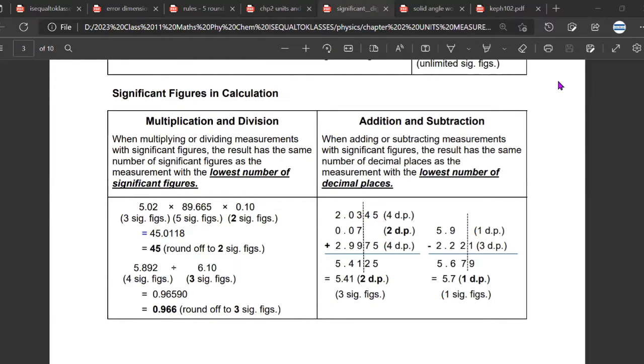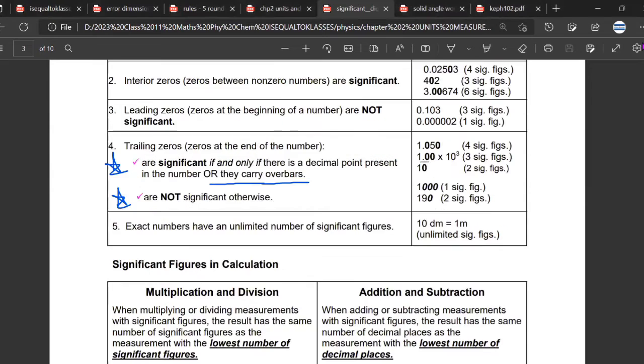So, Ms. Avantika, significant figures in calculations. Now we'll understand how to multiply, divide, add, subtract. As I've told you many times before, this is a topic which is very important from a physics practical or chemistry practical point of view.